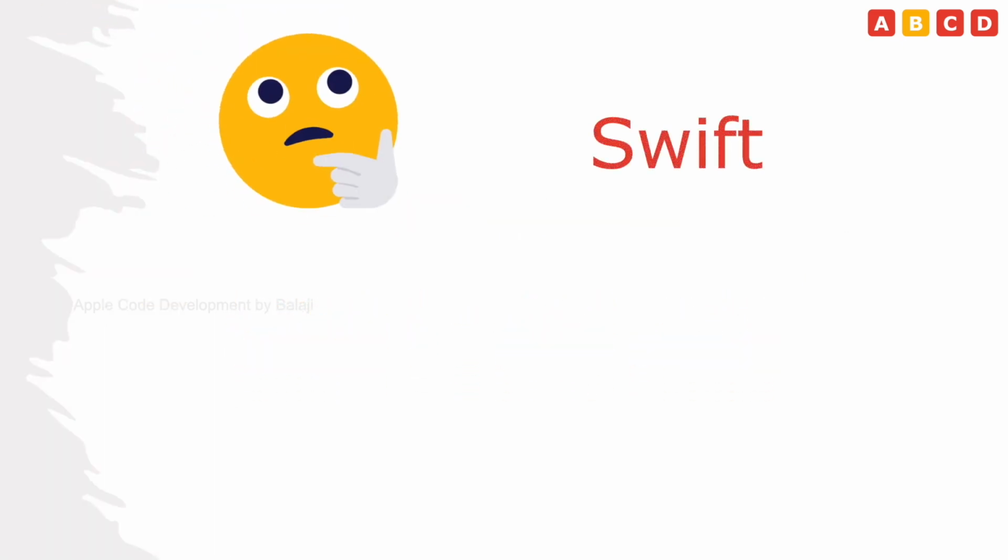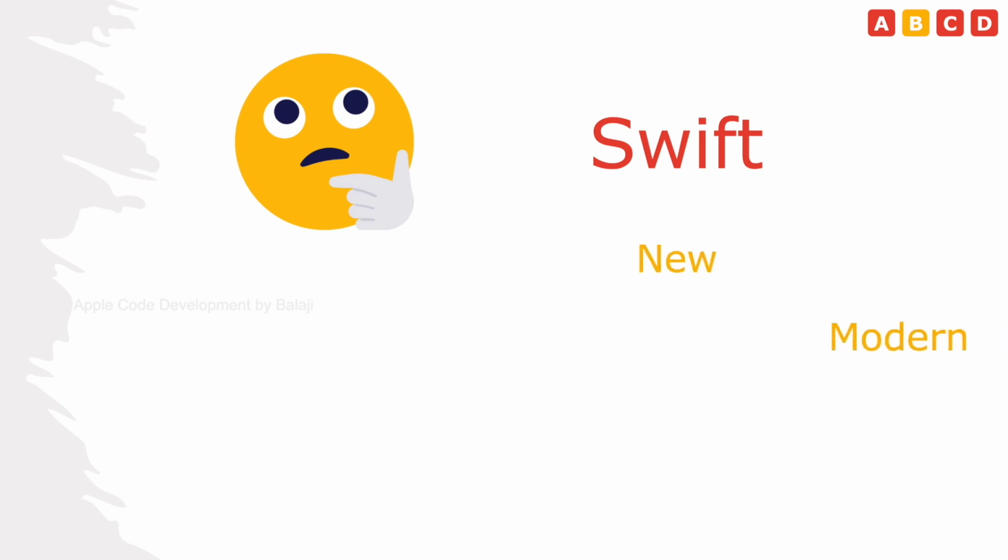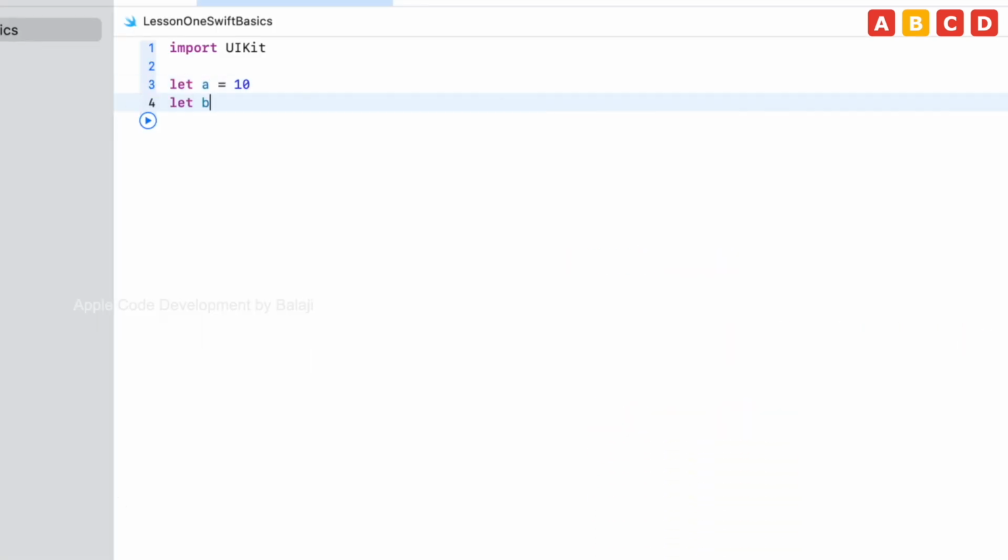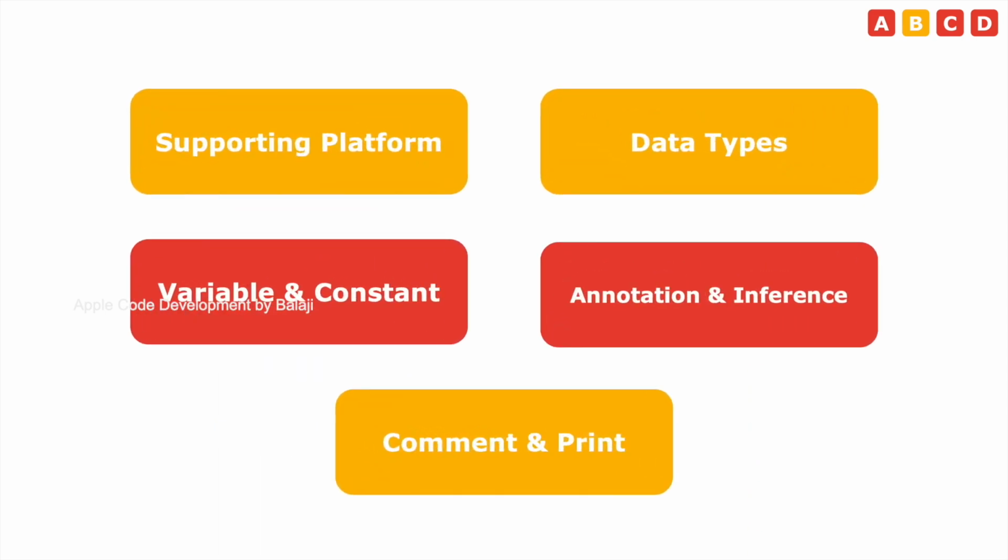What is Swift? Swift is a new, modern and interactive programming language. It's very easy and friendly accessible while scripting. Let me tell you a small example for this. In Objective-C programming language, you may have seen the semicolon at the end of each line, but here it's not required. The enter will take care of it. Not only this, we'll discuss more in this video.